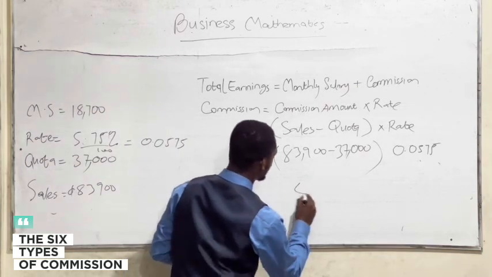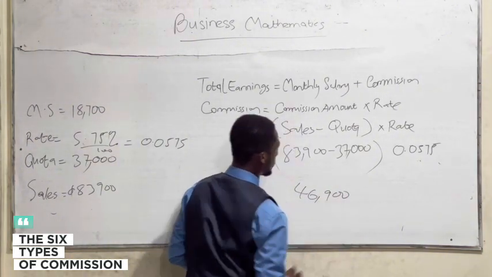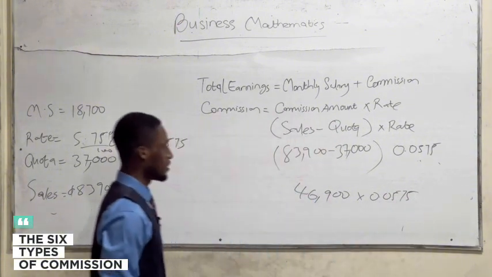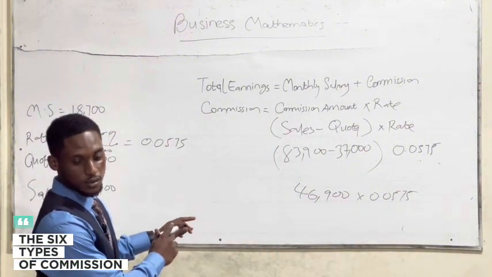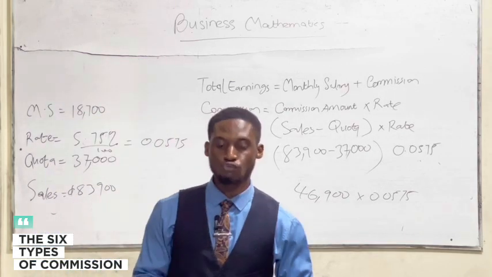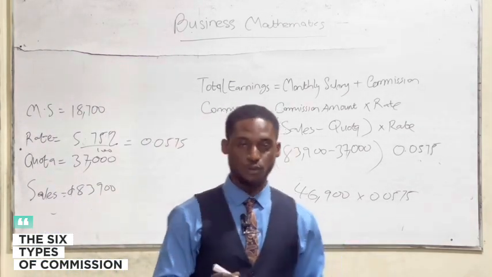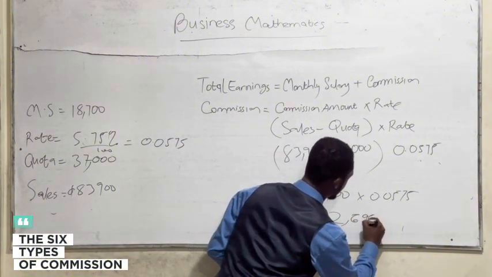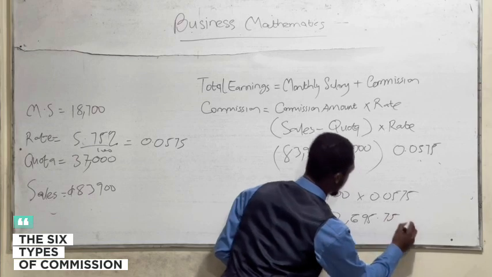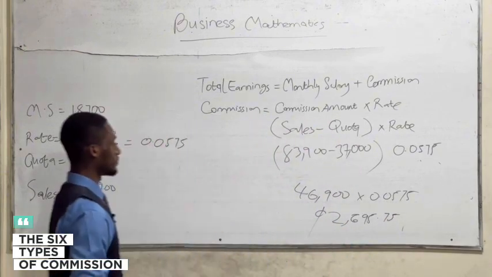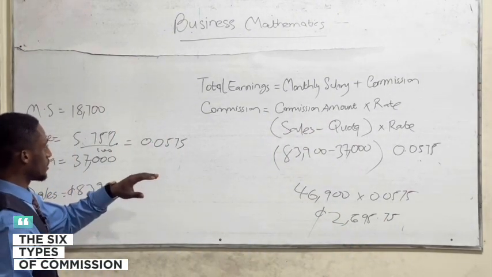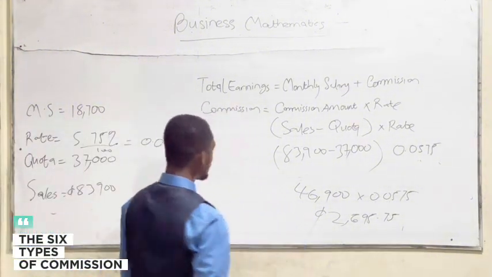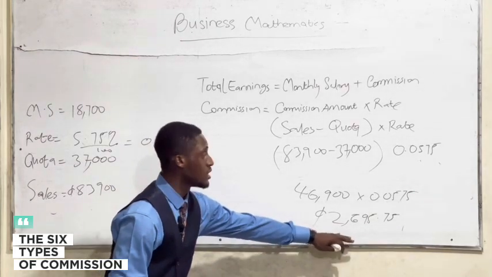So we will have this to be 46,900 multiplying 0.0575. This is how it should automatically look. So with this, we are going to have 2,695.75 cedis when finding the commission. So we have our commission here.